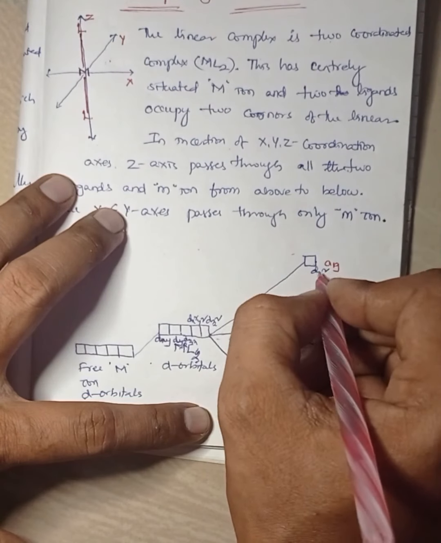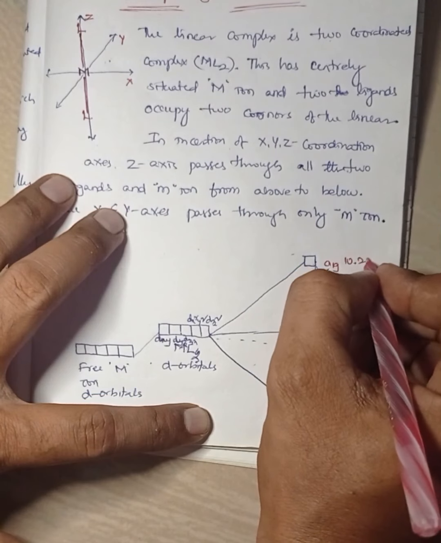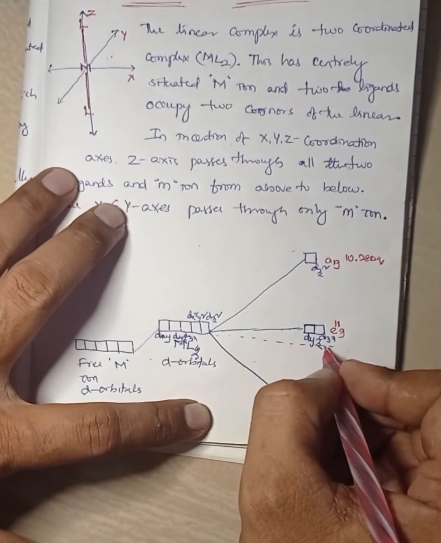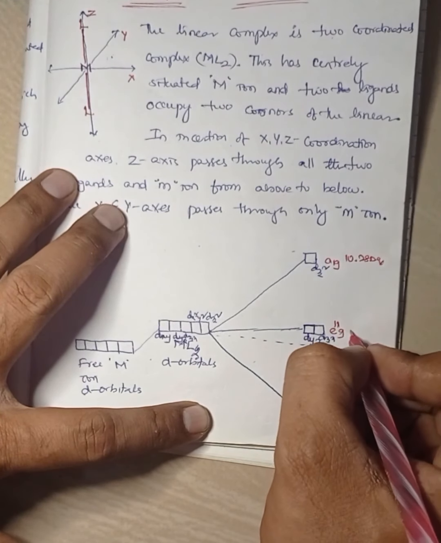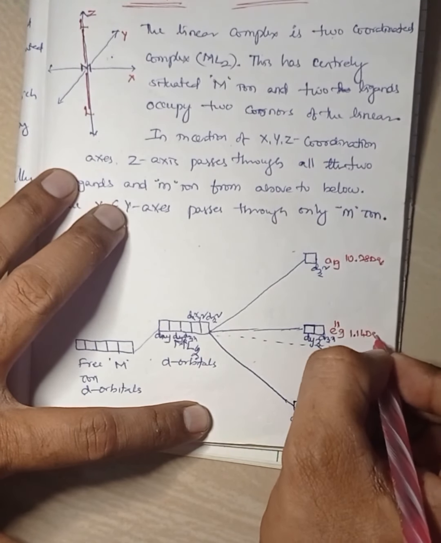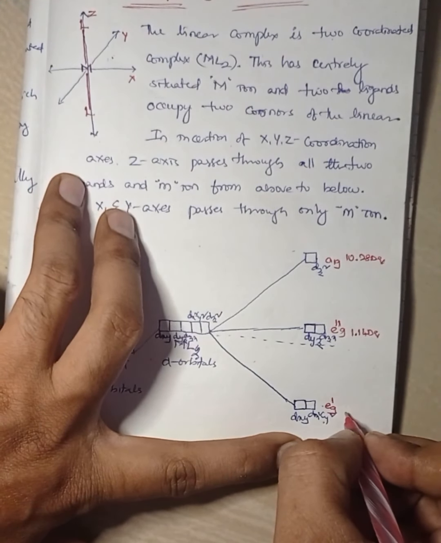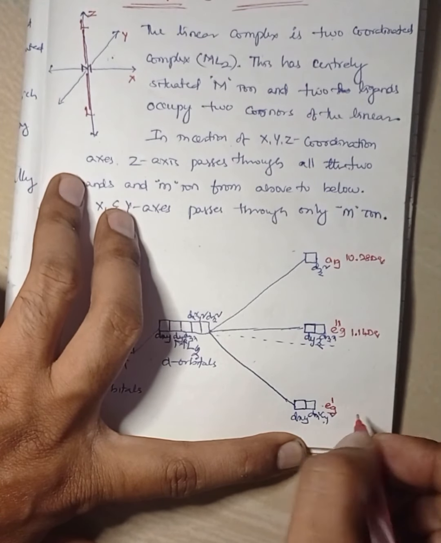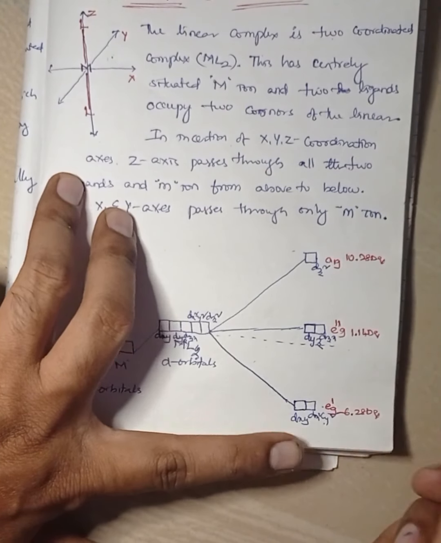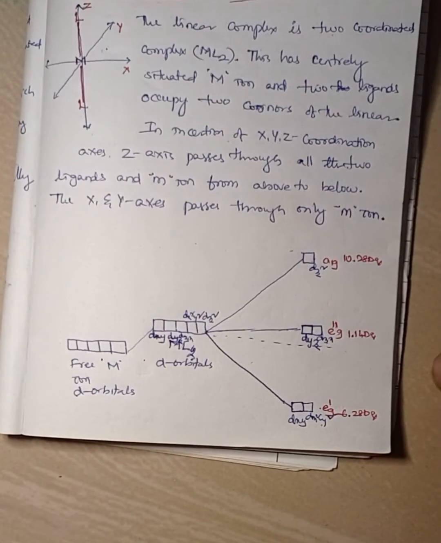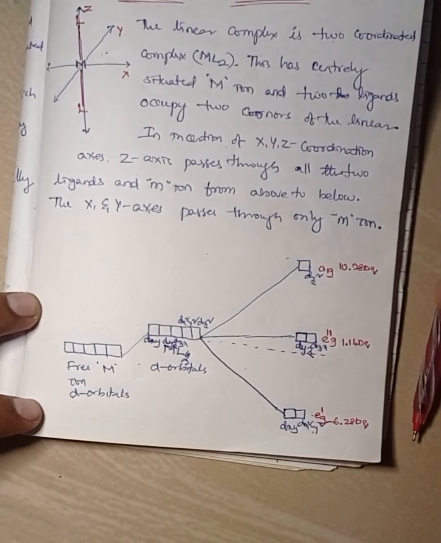The energy excitation of the dz square orbital will be 10.28 dq, the slight excitation of the doubly degenerate E double bar g level will be 1.14 dq, and the lowest energy level, E bar g, lowers its energy by minus 6.28 dq, right? So that's how the splitting takes place in linear complexes.